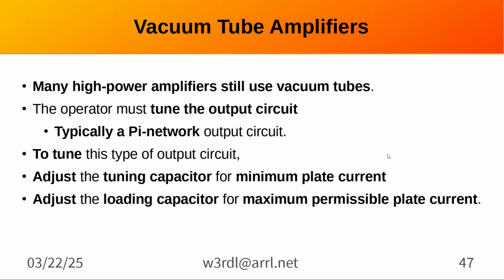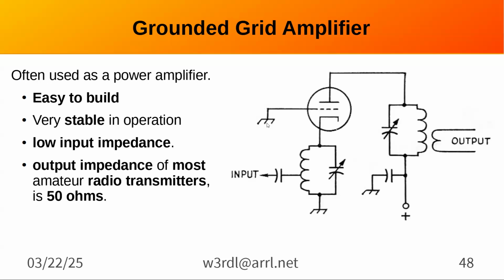Let's see. Yeah, and you do the tuning capacitor for minimum plate and the loading capacitor for maximum permissible plate current, short of turning them cherry red. So normally these are going to have a grounded grid configuration, which is shown here. And you notice the grid is going to ground, usually direct. Sometimes there's a little suppression thing in series, but essentially it's a circuit like this.